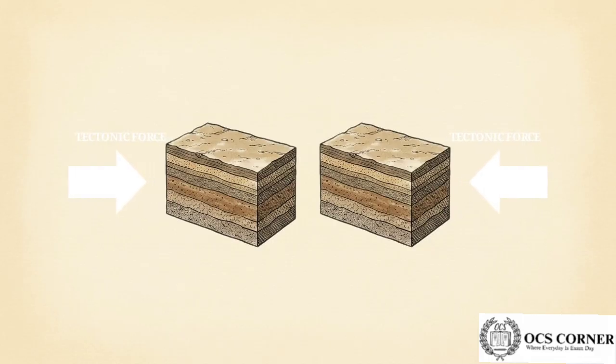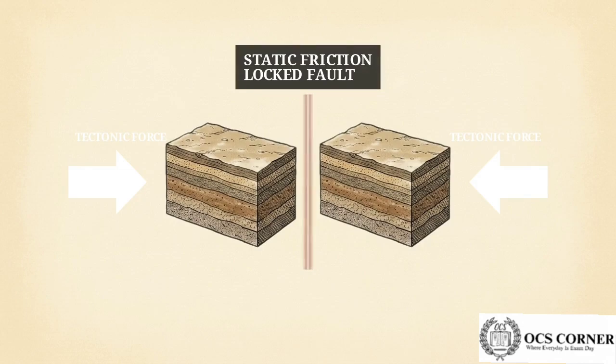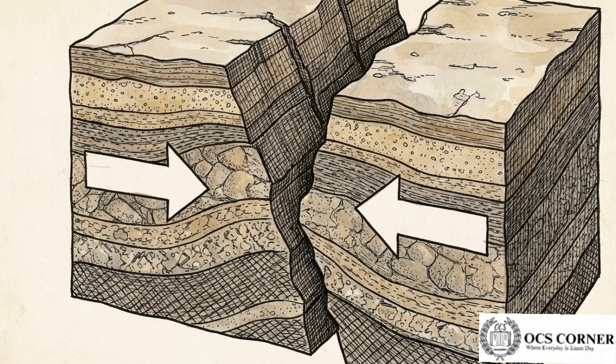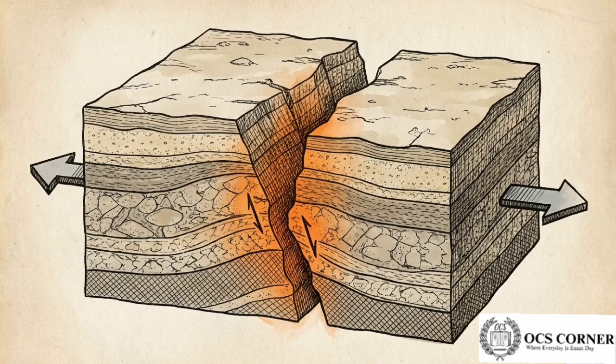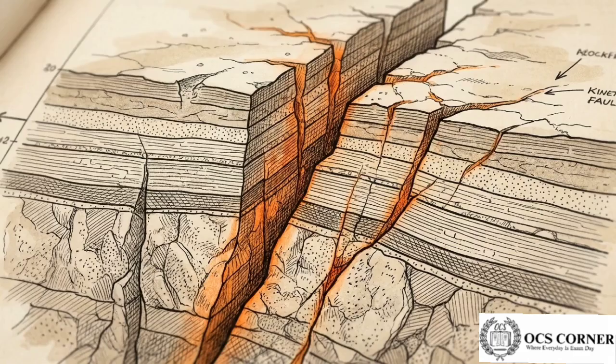Yet the plates are not moving. A boundary layer of static friction completely locks the fault together. We observe continuous, massive tectonic force being applied, paired with a total lack of plate velocity. Because the locked fault prevents physical movement, the kinetic energy driving the plates cannot dissipate. Instead, it accumulates, trapped entirely beneath the surface.